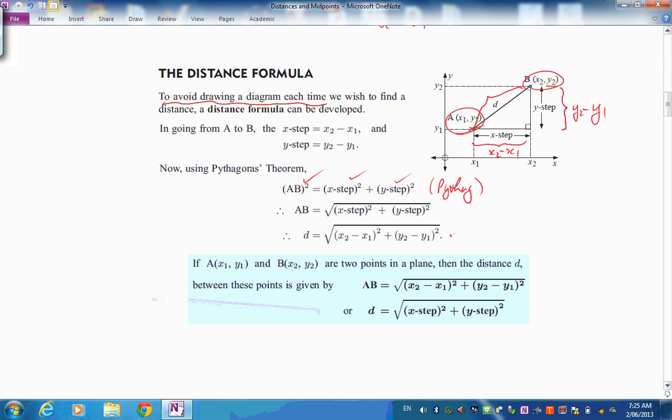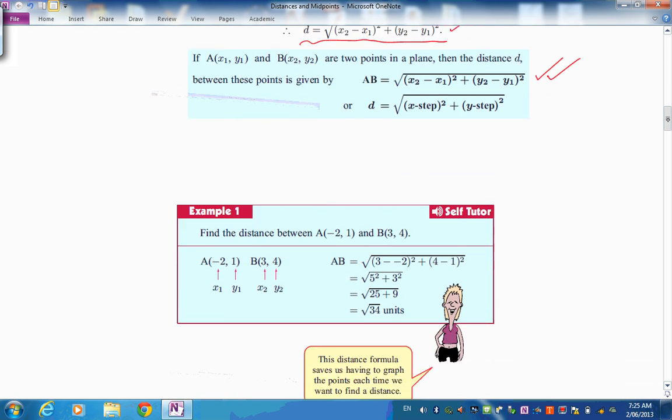And so here we have a formula. It's the same calculation of the y step and the x step that we used in the slope or gradient. So now we have a formula that you could just plug the values into to find the distance, without actually plotting the points. Okay, let's come down and have a look at an example.